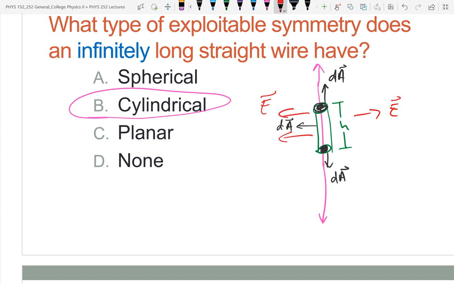The flux on the bottom is 0. On the sides, E is parallel to dA, so E dot dA is just E times dA for the side. And so we're going to have just the side now that we have to worry about. And then we have the second argument based on symmetry that at a constant radius from that wire, you're going to have a constant electric field. So the integral of E dot dA is going to be E times the area for the side of the cylinder.